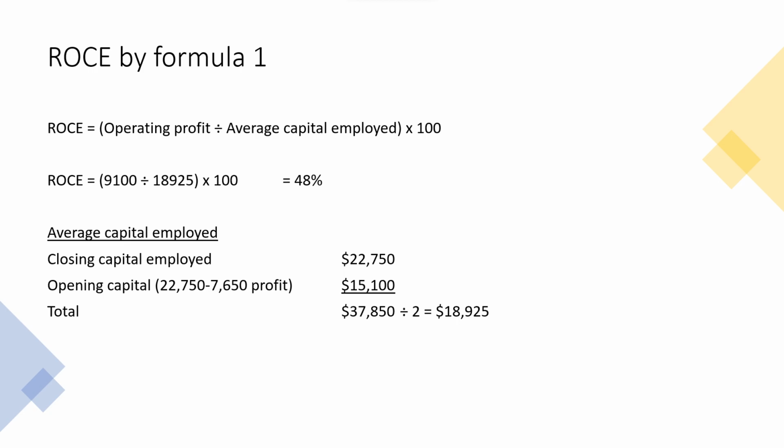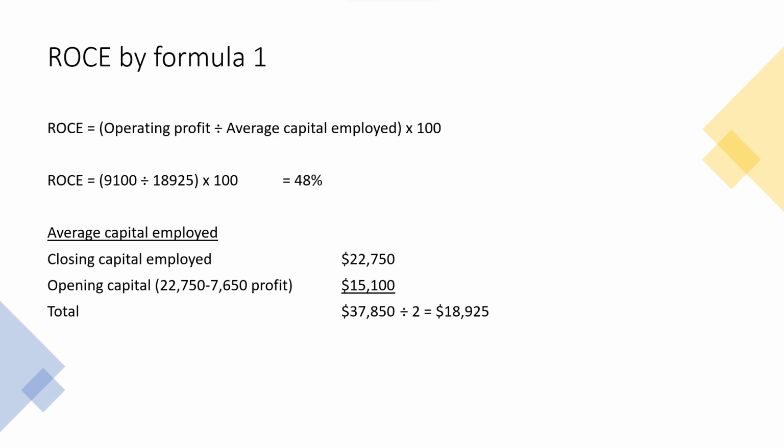How are we going to interpret the ROCE of 48%? It simply tells us that the investment in this company is generating a profit or return of 48 cents for each dollar of investment. This can be compared with other investment opportunities to see if this investment is financially viable or not. If other investments can provide a higher return than 48%, then you may prefer those investments and vice versa.